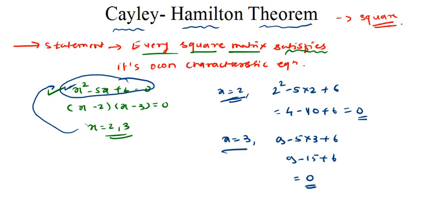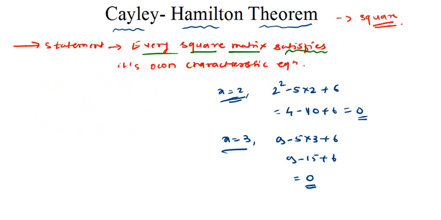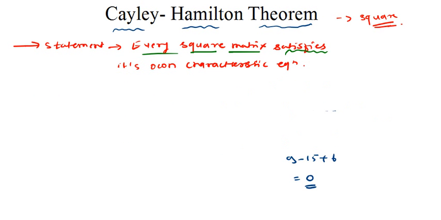Okay, and the same concept we need to use here. What the statement says is that every square matrix satisfies its own characteristic equation. Now we know how to find the characteristic equation of any square matrix. It may be of 2 by 2 order or 3 by 3 order. Whatever matrix we have, that square matrix will satisfy its own characteristic equation. Okay, for example, see what this statement means.